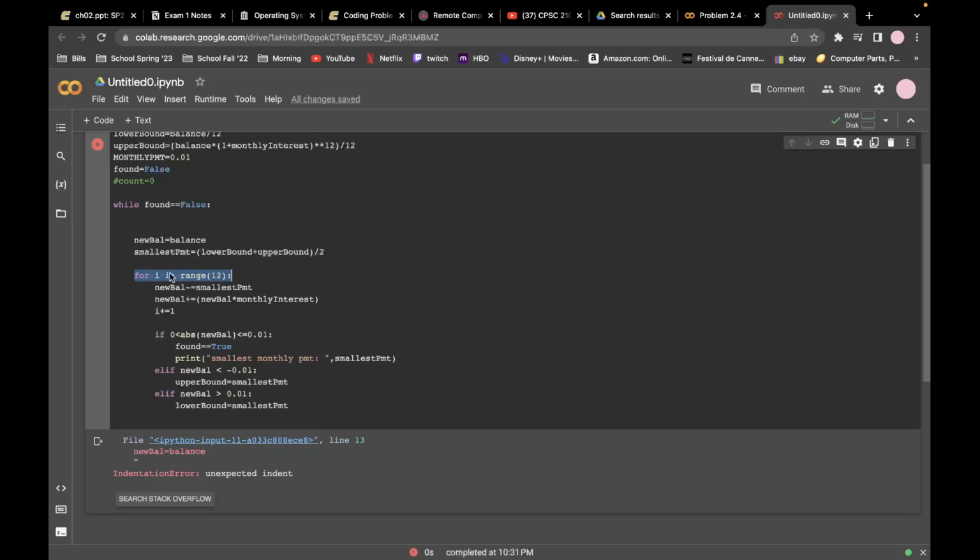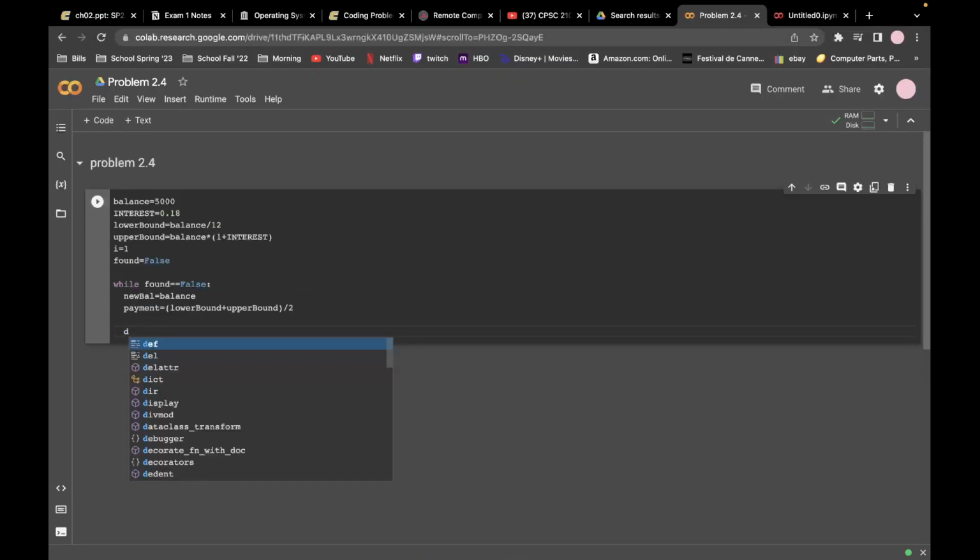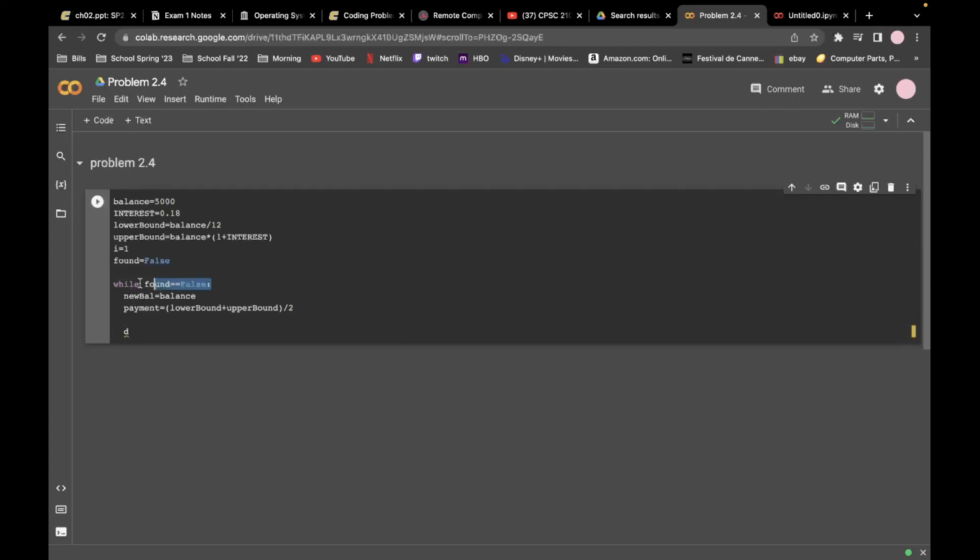Oh, we used a for loop in this one. Sorry, I forgot we're using a recursive function in this one. Wait, I messed this up completely. So def bisection search. Sorry.